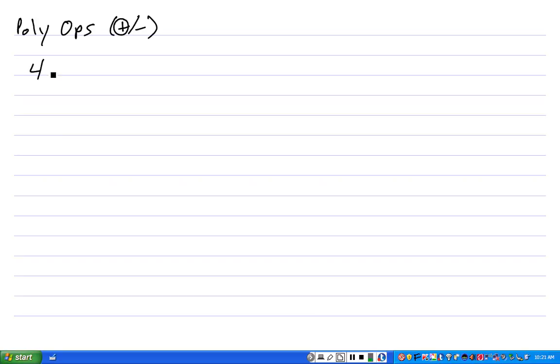Alright, so let's get to some examples. Let's say we have 4x to the third minus 6x squared plus 2x plus 7, and that's plus 5x squared minus 2x. Alright, so we have a 4-term polynomial plus a 2-term polynomial. In this case we would call it a binomial.